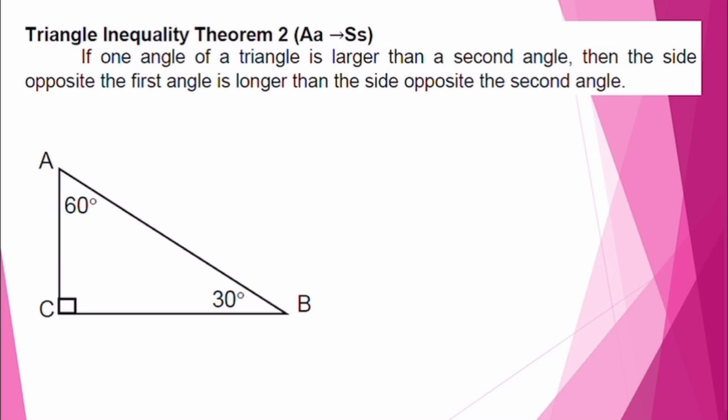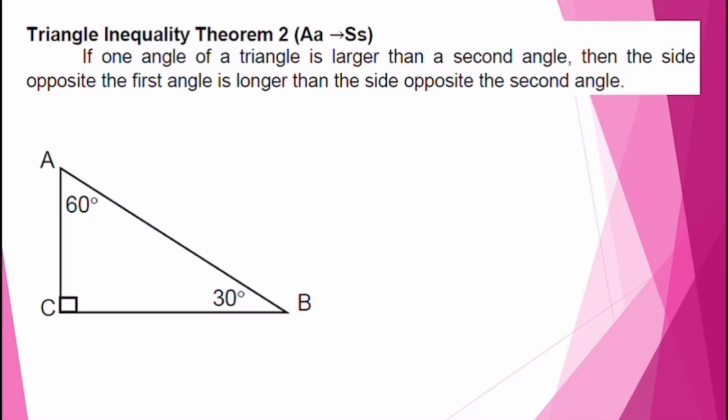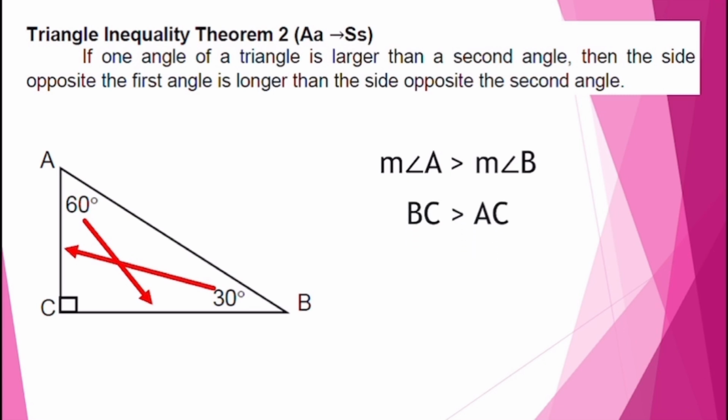We can say that the side opposite angle A is greater than the side opposite angle B. In this example, the side opposite angle A is side BC or line segment BC, while the side opposite angle B is line segment AC. Since the degree measure of angle A is greater than the degree measure of angle B, therefore, line segment BC is greater than line segment AC. That is triangle inequality theorem 2.